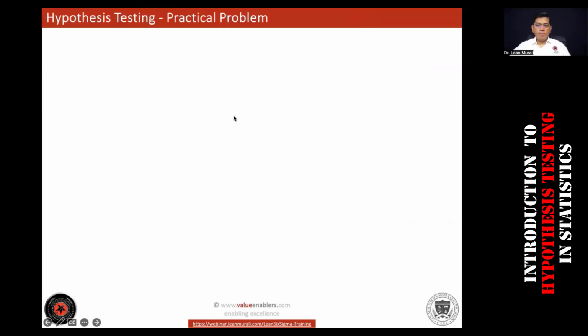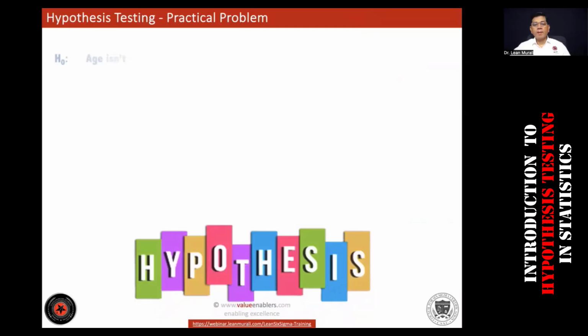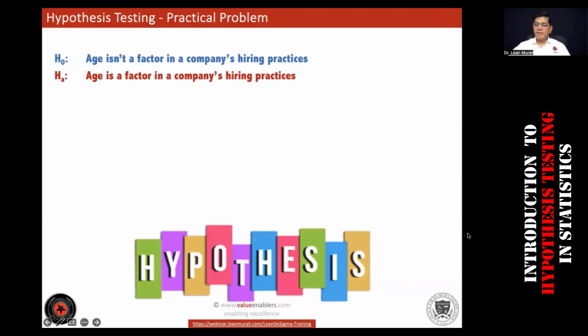Now the practical problem. What is the practical problem that we have here? The null hypothesis is age isn't a factor in company hiring practices. Suppose if you say age isn't a factor, what is the alternate hypothesis? Can somebody put it in the chat box? In hiring practices, age is a factor. Correct. Fantastic. This is how the alternate is. This is very simple. Alternate is the opposite of null.